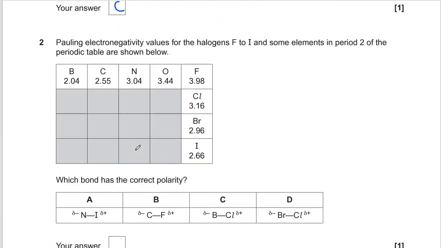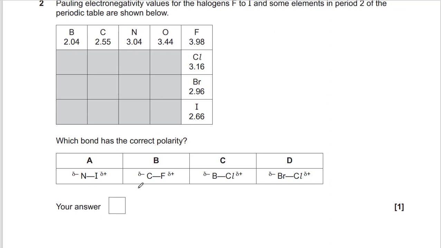Right, number 2 then. It gives you the electronegativity scale, which is great because you haven't got to remember them yourself, they give you the numbers. Which bond has the correct polarity? So remember, whichever one is delta minus is going to be the higher value. So delta minus is the higher number. So you have to compare the 2.